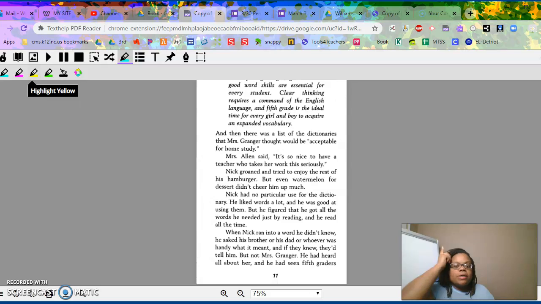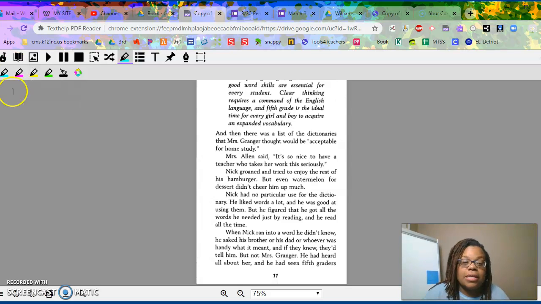So about halfway down that page, I see right here where it says Nick had no particular use for the dictionary. So I'm going to go ahead and highlight that. All right. So as I'm looking, I notice that that doesn't tell me why. It just tells me that he has no use for it. So I need to read to keep going on to see, well, what does he say?